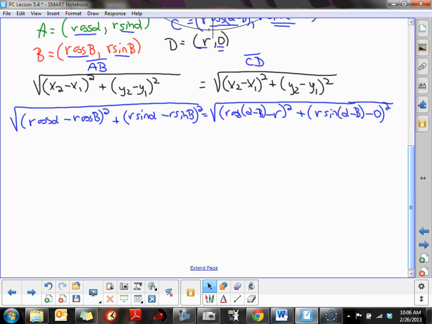So the first thing we're going to do is square both sides, because I do not want to work with those radicals, and if I want to undo square rooting, we undo it with squaring. So I'm squaring both sides. When I square both sides, it basically eliminates the radicals.